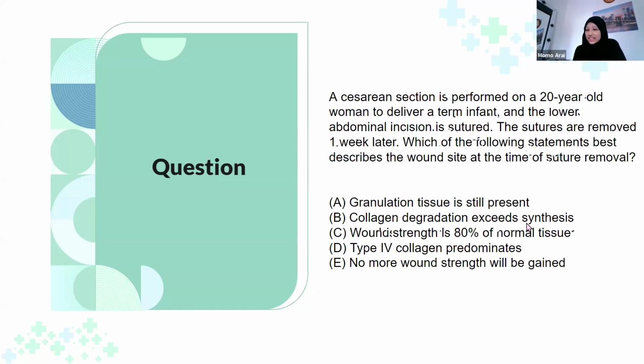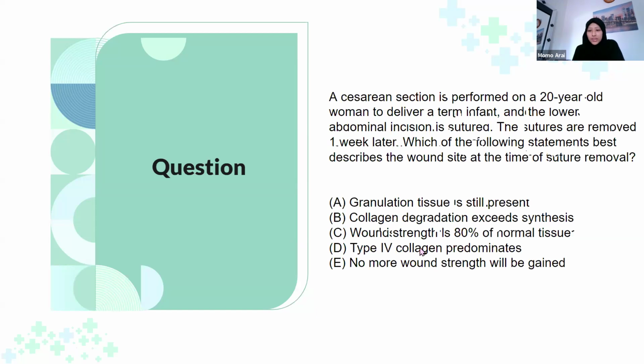Collagen degradation exceeds synthesis. Where does that happen? Where does collagen start to break down? When you're trying to remodel. So that's the third phase, scar formation, which is after 1 week, weeks to a month. Wound strength is 80% of normal: that does happen, but months later, maybe in 3 months' time, according to the doctor's example.